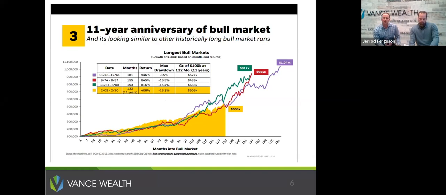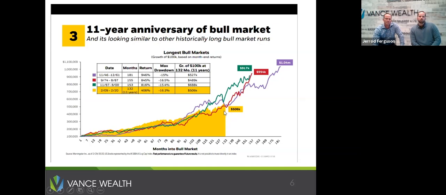When we look at a bull market as a rising market, we're looking at periods from 1946 to 1961, 1974 to 1987, 1987 to 2000, and then 2009 to 2020, so where we are now. Basically, what this shows is that these 4 bull markets, through this 11-year anniversary, had almost the same movement.